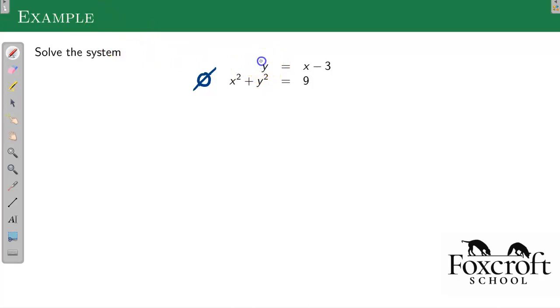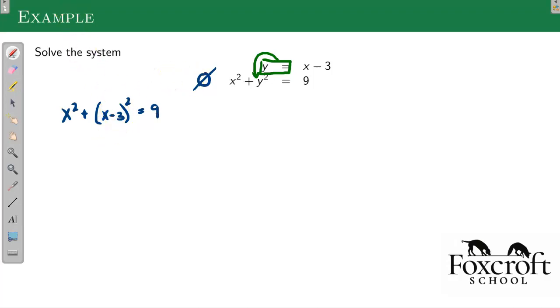And this one we don't have to do much work. We already have y equals. We know there's a relationship between y and x, and we can take that and plug it into the other equation. So this is going to be x squared. Instead of y squared, it's going to be x minus 3, that's what y is equal to, squared, equals 9. And here's where you have to be really careful with notation and the basics of algebra.